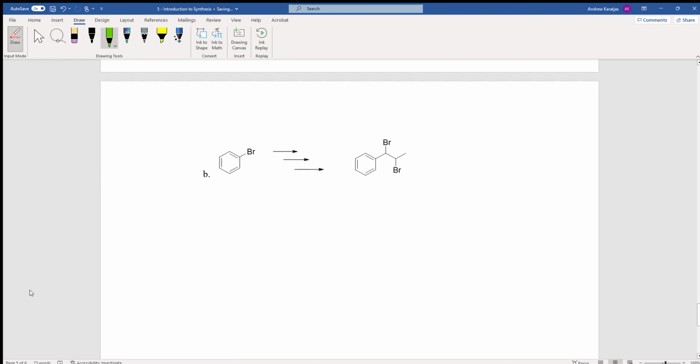All right, question 2. You can see we're ending with a dibromide. And we're starting with a halogen, but the bromine we start with is not one of the bromines in the product, because we can see they're not on the same carbon. So how do we make a dibromide? Well, the most straightforward way we know is to start with an alkene and add bromine to it.